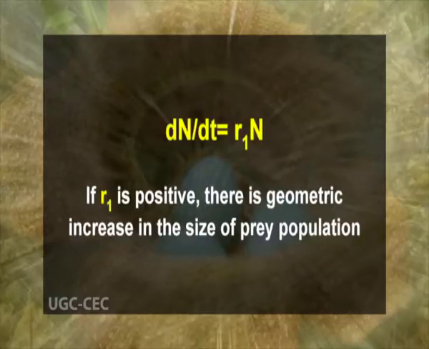Lotka in 1925 and Volterra in 1926 independently derived a set of equations to describe the interactions between the populations of predator and prey. We know that the prey population can increase exponentially, as the rate of change of population growth is equal to the product of the intrinsic growth rate of prey, R1, and prey population size, N. dN/dt = R1N. If R1 is positive, there is a geometric increase in the size of the prey population.